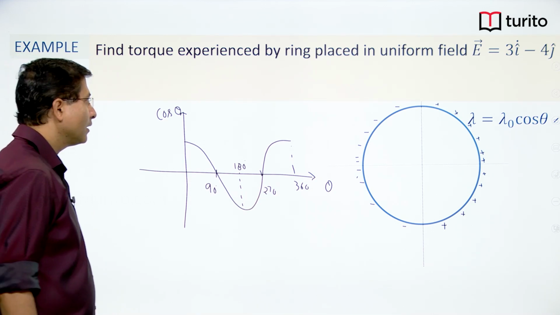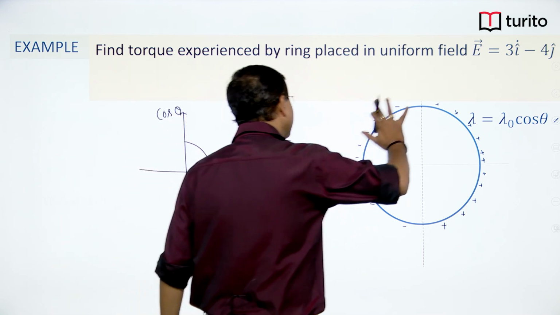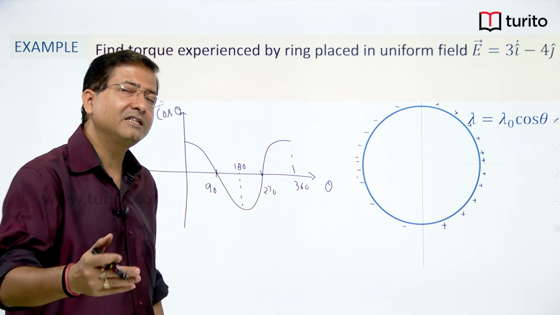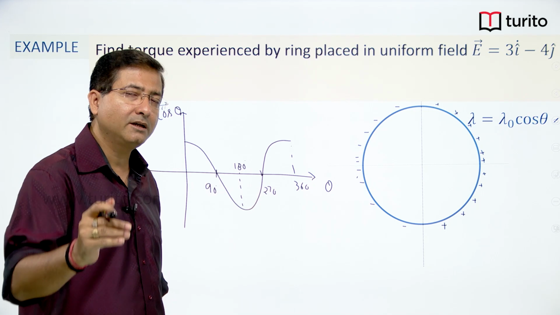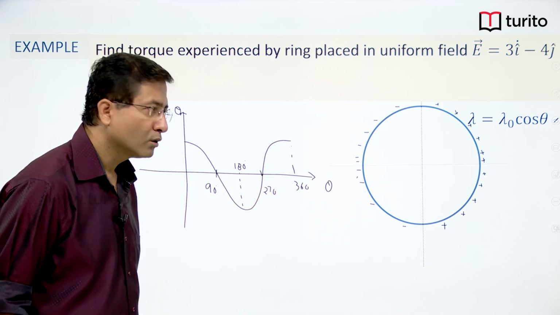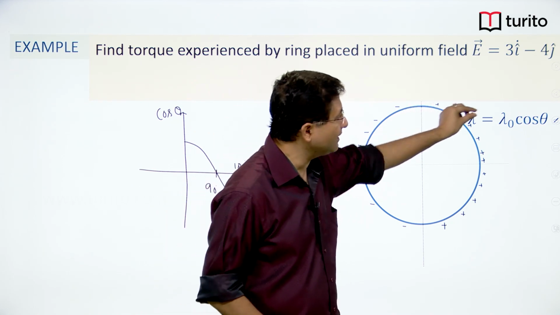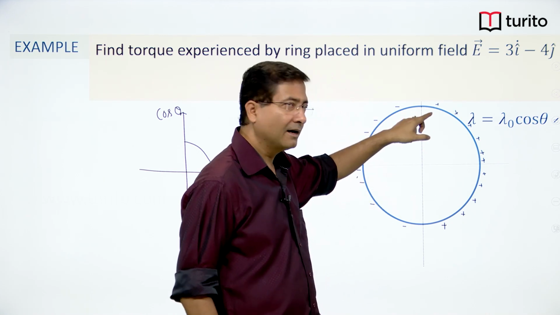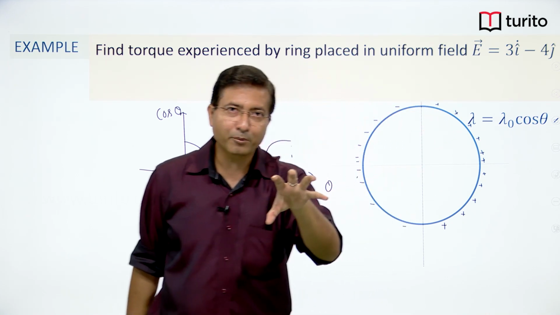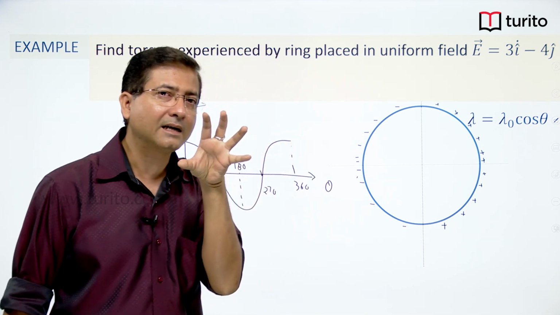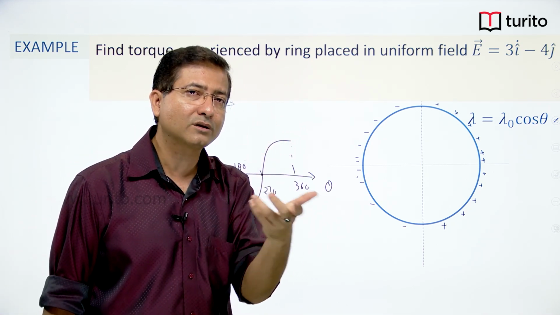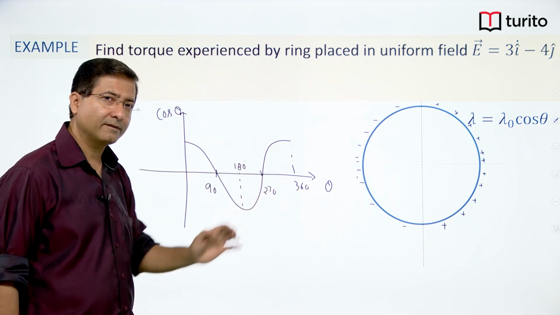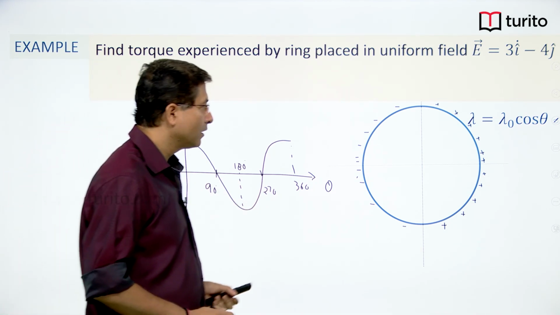Now I can replace this whole thing by a single dipole, and after getting the dipole moment I can easily calculate torque using P cross E. So instead of writing force on each and every element and then calculating torque with respect to center and integrating, I can convert this into a single dipole, and for a single dipole placed in electric field, how much torque it experiences, we know the expression, we can directly get the result. So I hope the approach is clear. Let us see how to apply that.